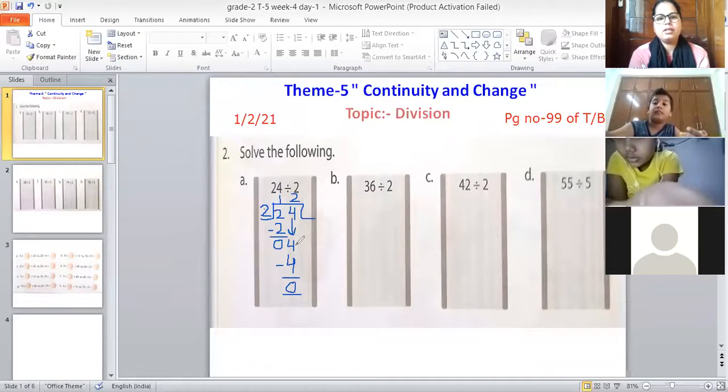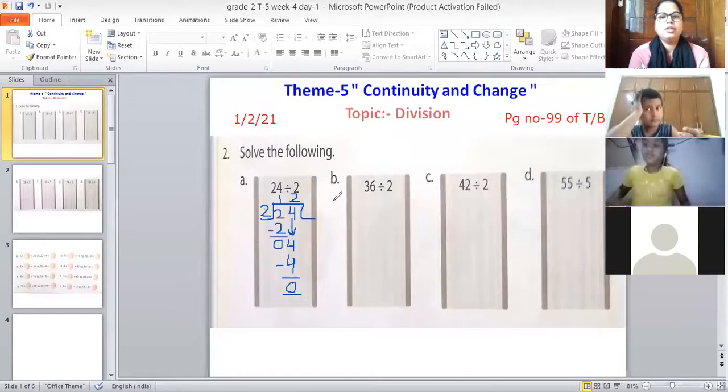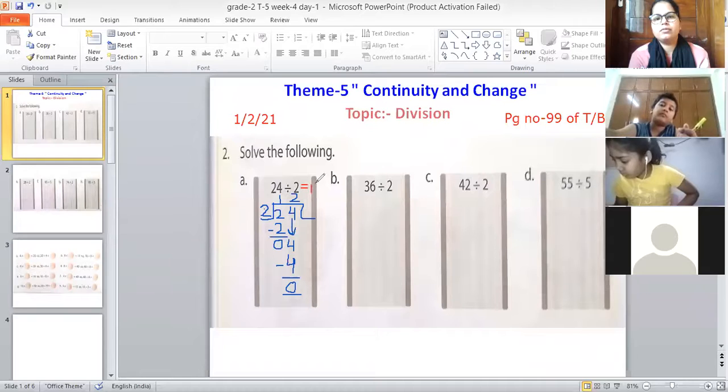Very good, Aliza. Yes, children. So you will do one thing. I'll take your other color. You will write, if you have space here, fine. If you don't have space here, then beside this question only put an equal to symbol and write the answer here, 12. Okay?